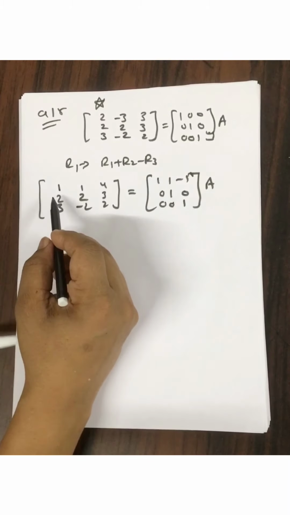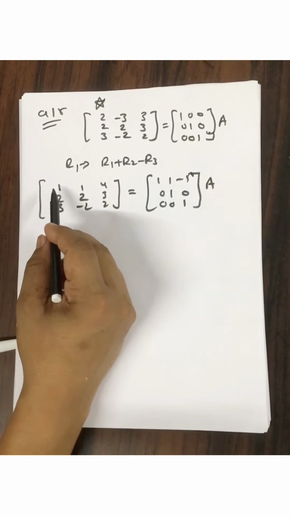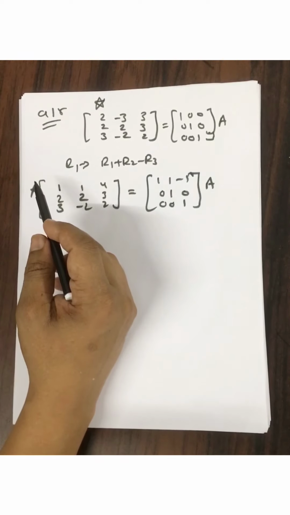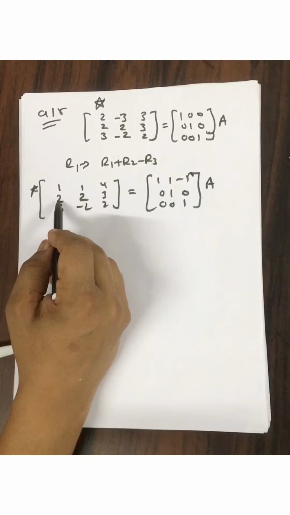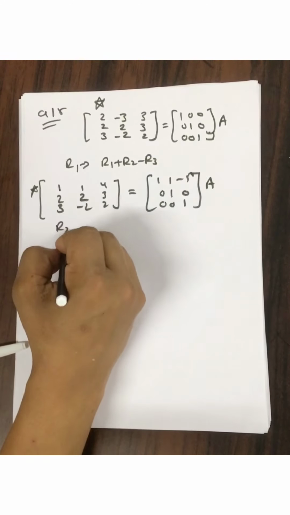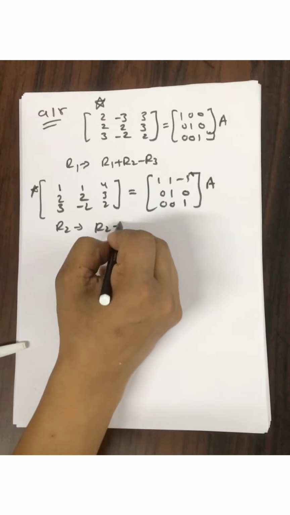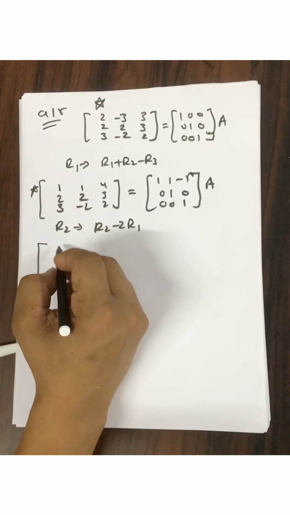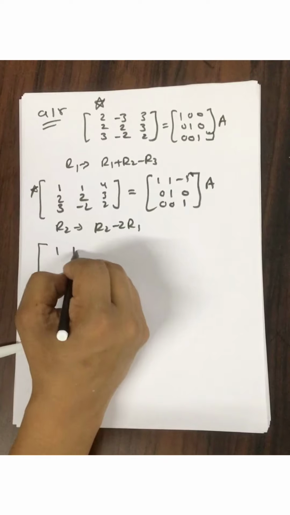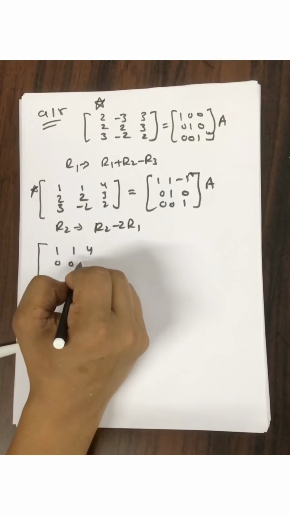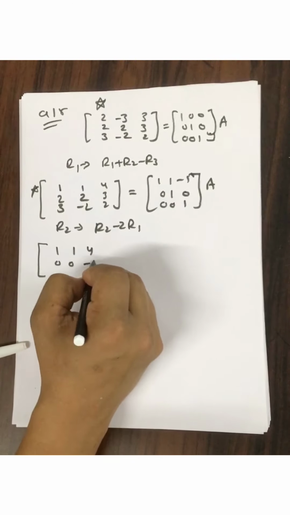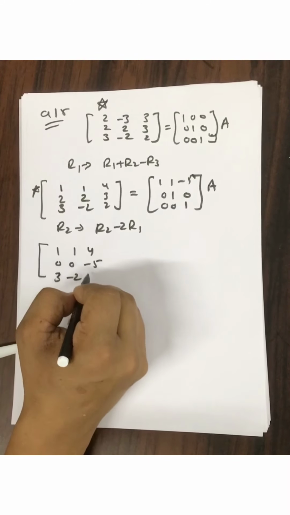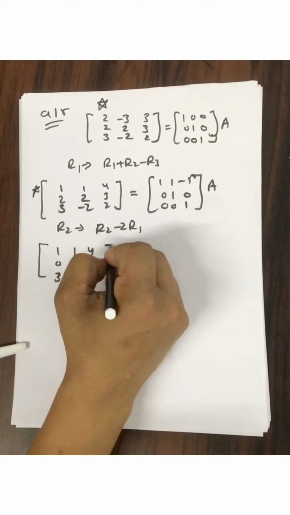Now, see the first step we have got this as 1. Next step we have to get this second 0. How to do it? In R2 we can do R2 minus 2 R1. Simple, we start from the left hand side. Always remember 1, 1, 4, and this will come 0, 0, and this will come minus 5, and this will be what? 3. This will remain like this, 3 minus 2 and 2. This is minus 2.